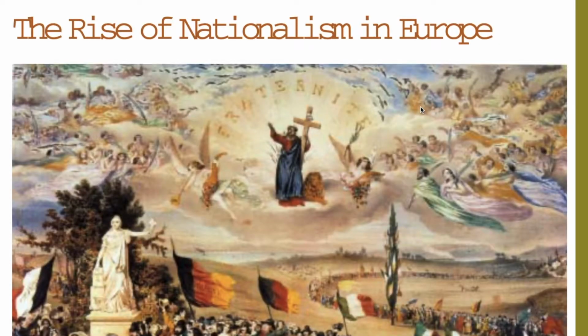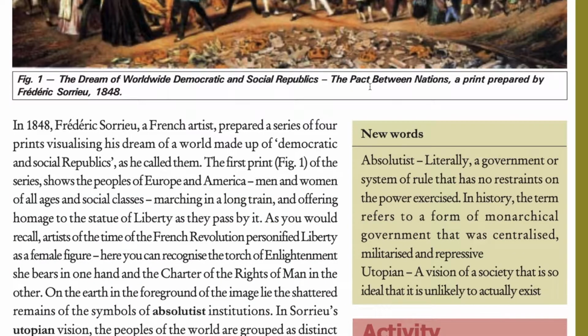My name is Dr. Franz Doom, and today we are going to study the rise of nationalism in Europe. In 1848, Frederick Sorrieu, a French artist, prepared a series of four prints visualizing his dream of a world map made up of democratic and social republics, as he called them.